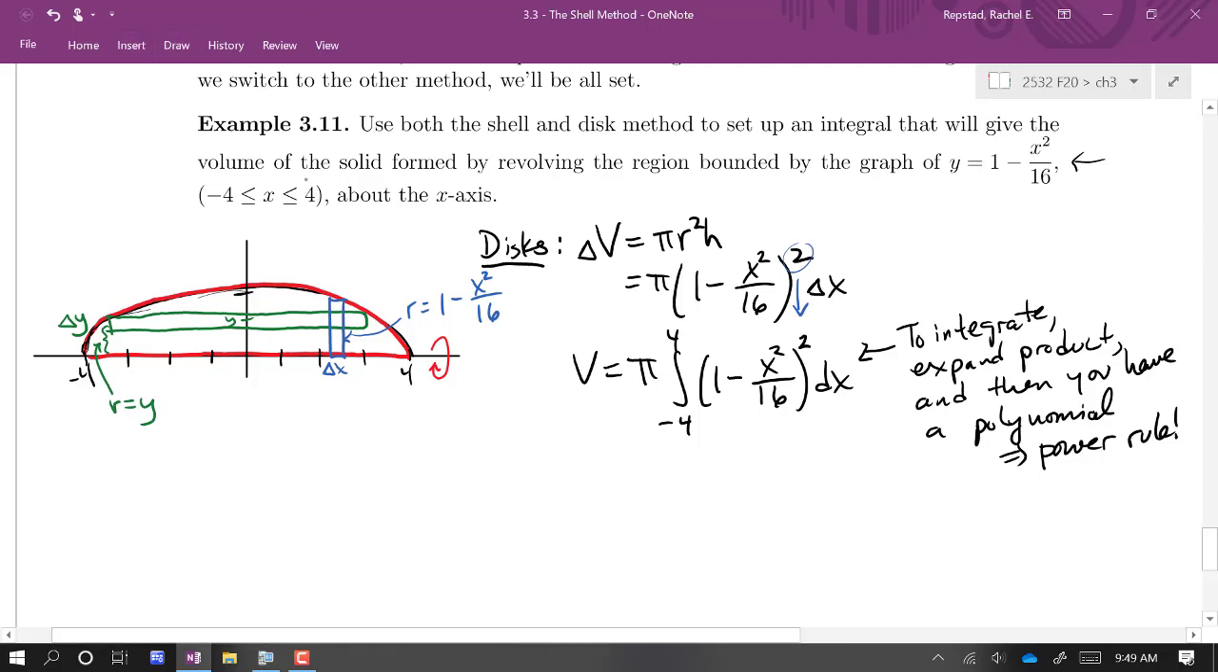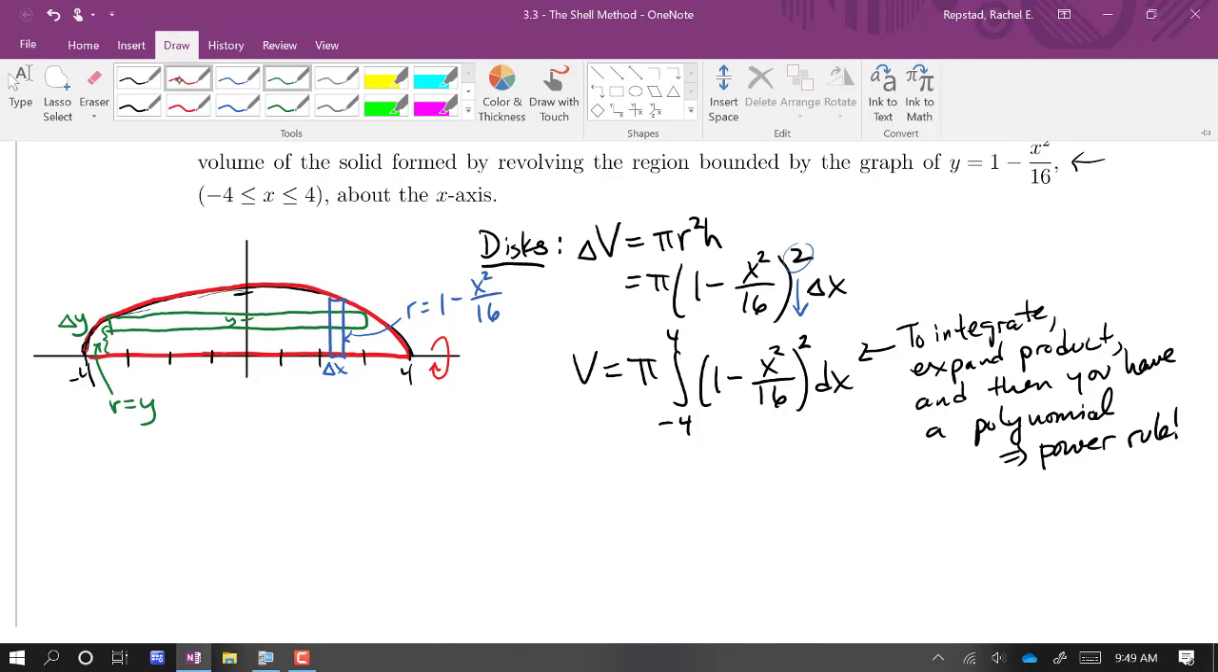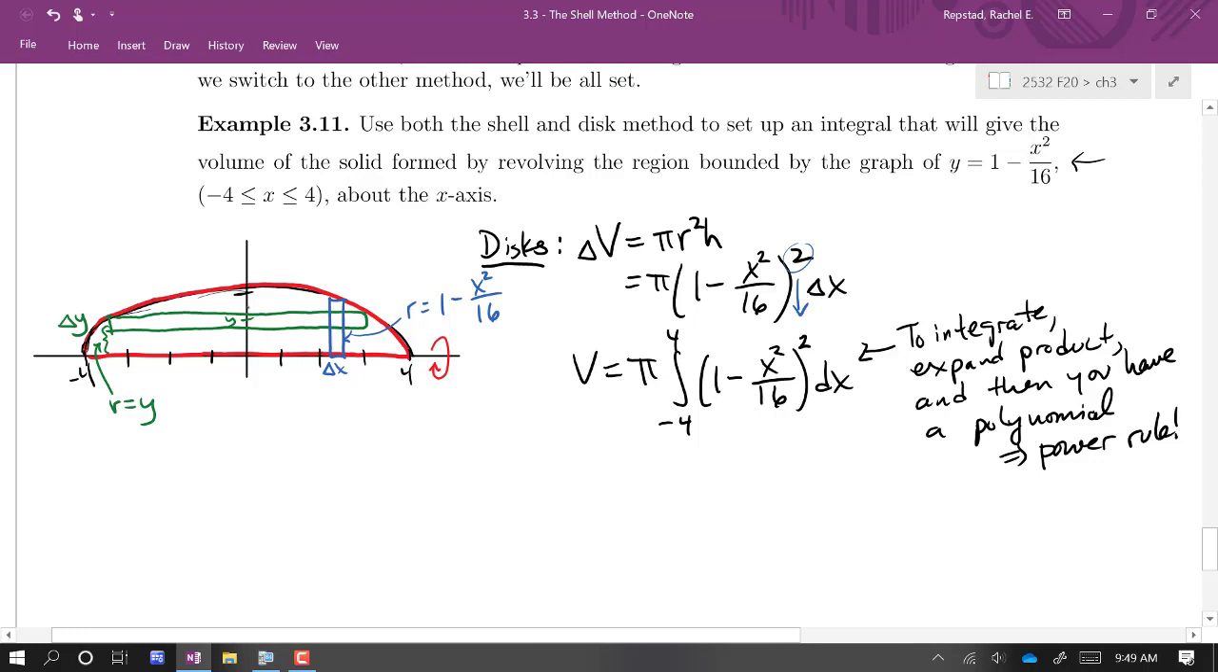Now, the height of this, this is a parabola, right? 1 minus x squared over 16. It's symmetric about the x-axis, or the y-axis, rather. And so the height of the shell, which is given by the length of the rectangle, is 2 times the x coordinate, right? So if I stop at y and find the positive x coordinate, all I need to do is double that, and I can get the height.